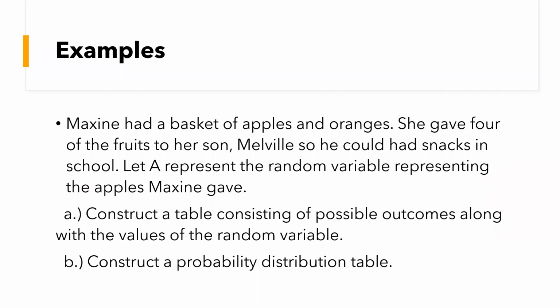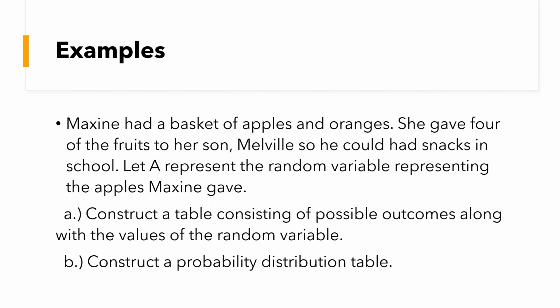Maxine had a basket of apples and oranges. She gave 4 of the fruits to her son Melvin so he could have snacks in school. Let A represent the random variable representing the apples Maxine gave. We're going to construct a table consisting of possible outcomes along with the values of the random variable. Then we're going to construct a probability distribution table.